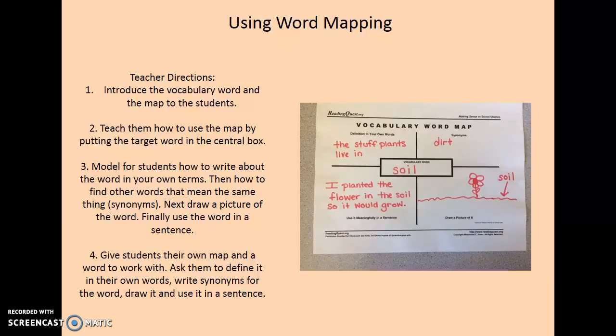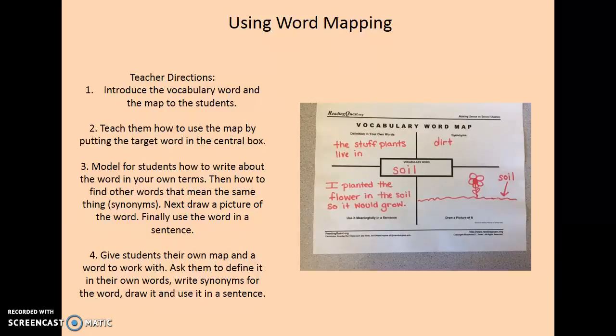After that, I ask that they think of some other words that we could use instead of the word soil. If I had to take soil out of the dictionary, what could we use in its place and our readers would still understand what we were talking about? In this case, we came up with the word dirt. After that, I usually ask them to draw a picture of it. I save that meaningful sentence for the last part.